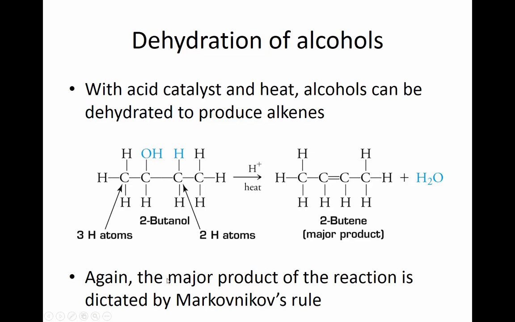And again, you consider the major product of the reaction dictated by Markovnikov's rule. So basically, what kind of alkene would we make? Would we make 1-butene? No. By Markovnikov's rule, we're making 2-butene here. And that's what we get. Because again, it's all about the substituted carbons here.